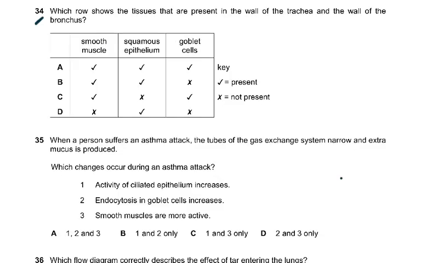Last question: which row shows the tissues that are present in the wall of the trachea and the wall of the bronchus? Now you've got to understand squamous epithelium. Where is squamous epithelium present? We have to be clear on this. Goblet cells and smooth muscle, of course, are present in it. So the answer was C, but then what is squamous epithelium? I just want to show you a diagram where squamous epithelium is present.